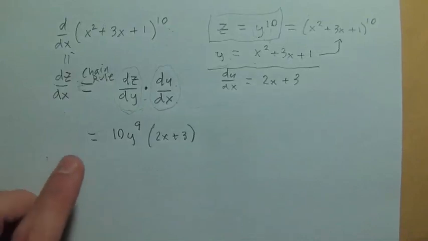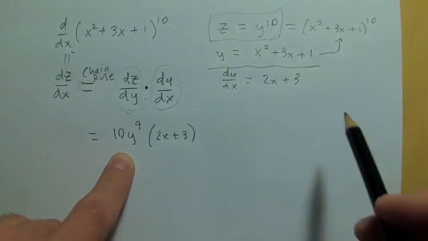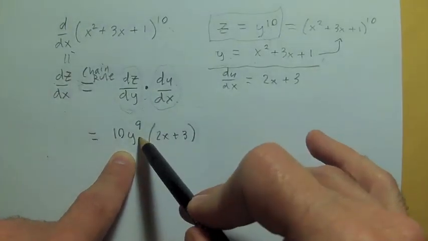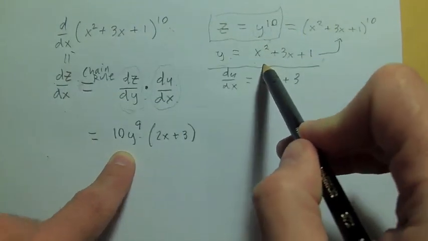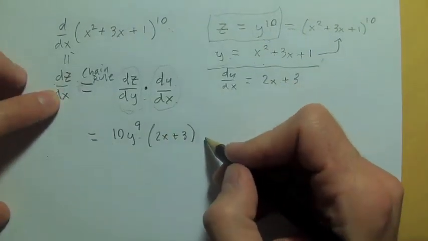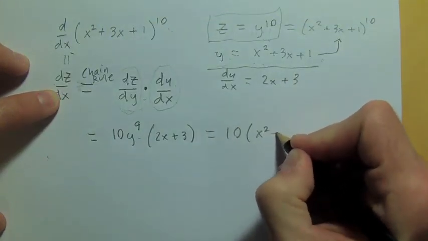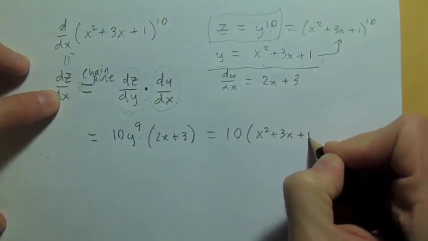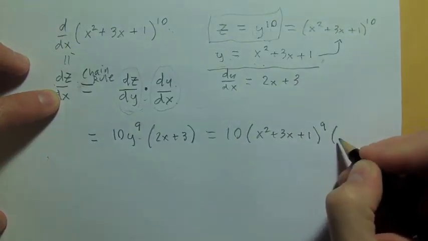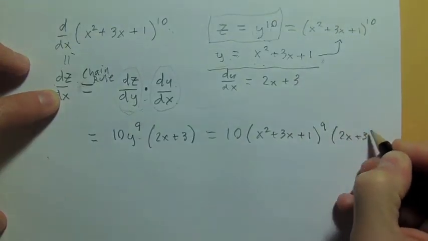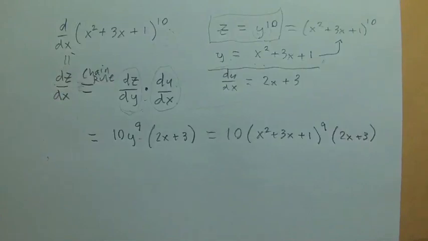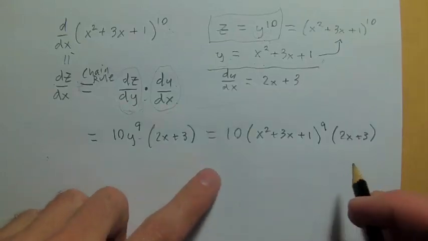Okay, and the last thing I'm going to do is plug this y back in. All right, I know that y is x squared plus 3x plus 1, so I'll rewrite this as 10 times x squared plus 3x plus 1 raised to the 9th, then times 2x plus 3. Okay, so that's actually the answer.